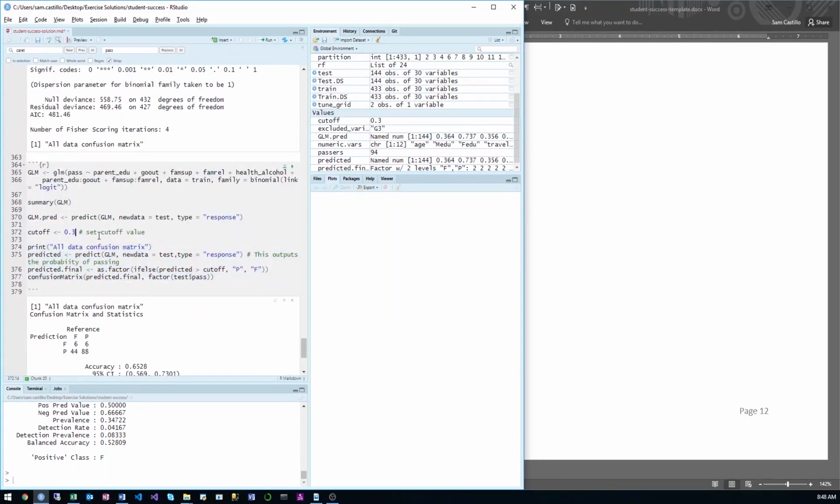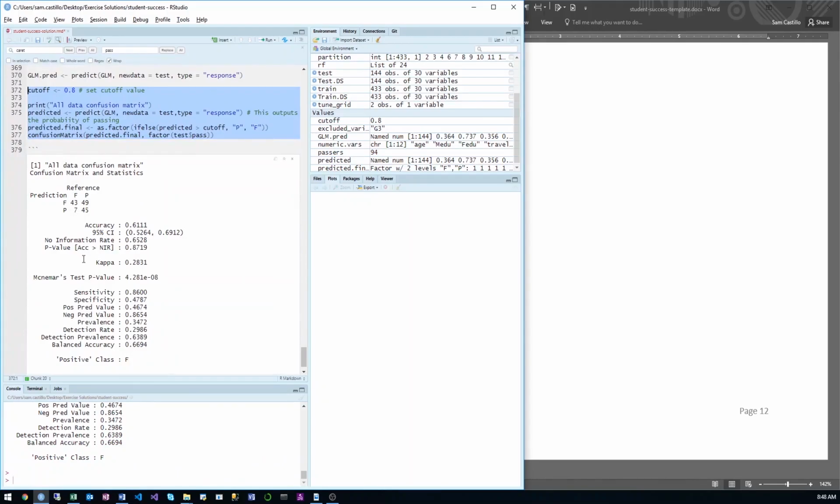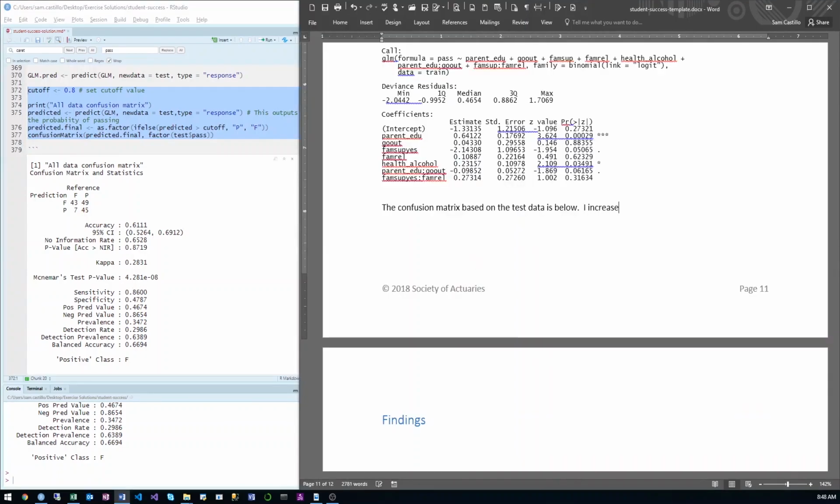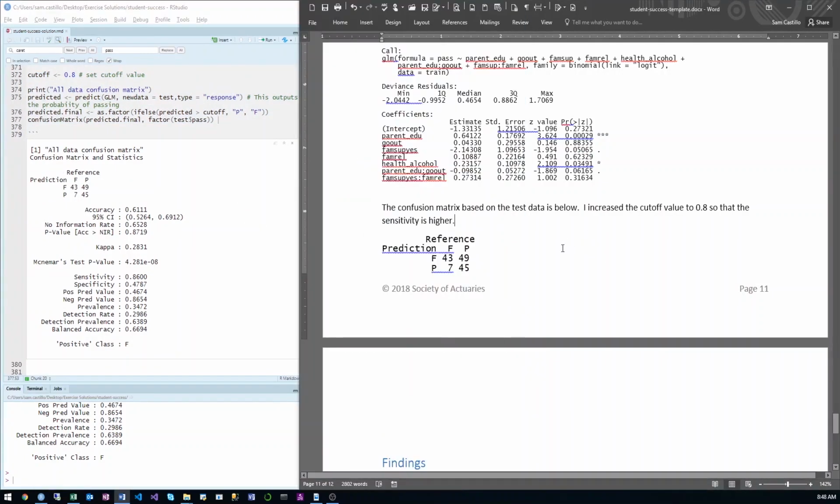So a lower cutoff value indicates a lower sensitivity. If I have a higher cutoff value, then I get a higher sensitivity. I increased the cutoff value to 0.8 so that the sensitivity is higher. Okay, now what? Now I need to interpret the results.